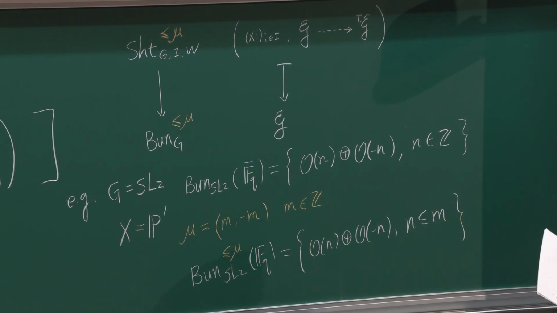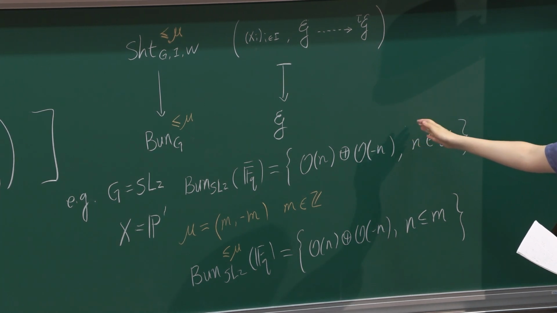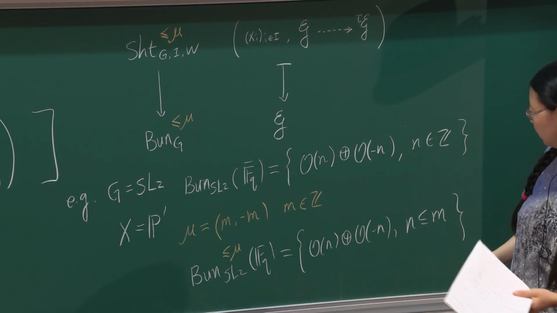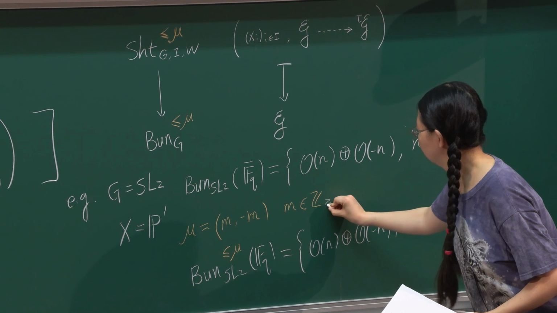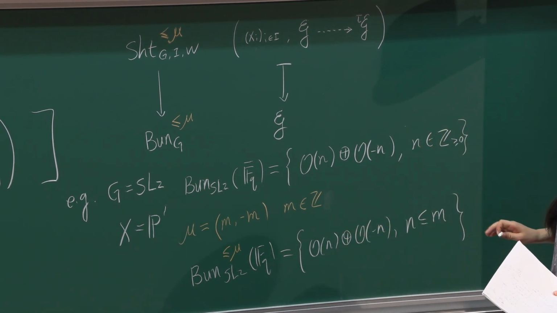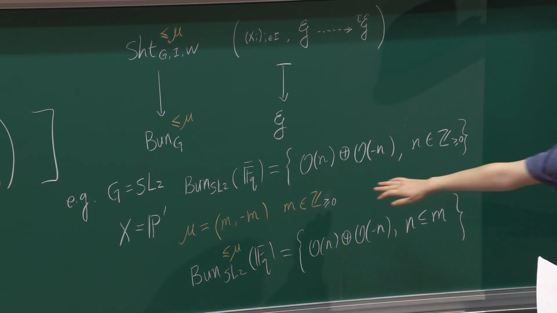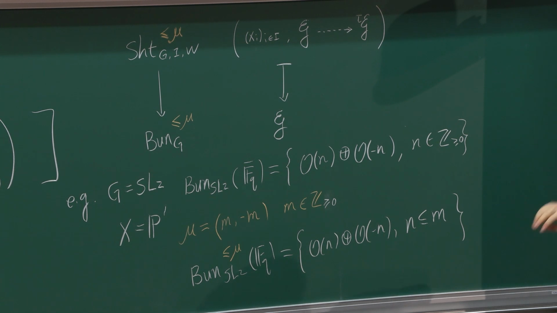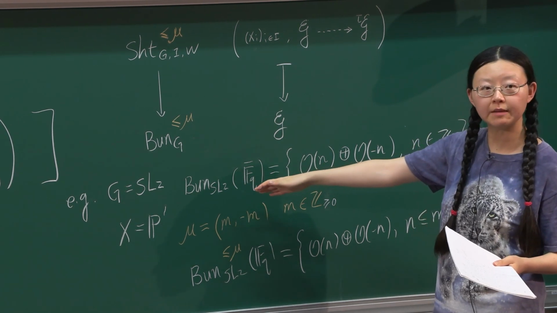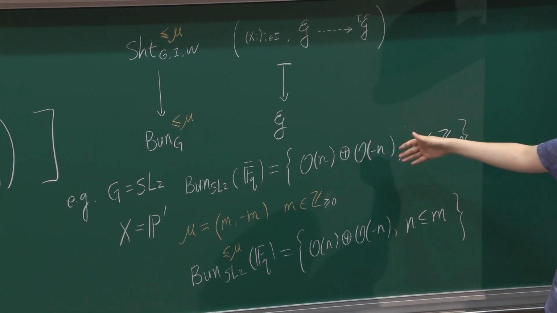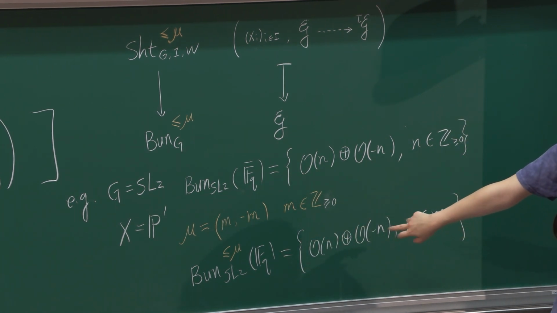And from this example, you see also that there are infinitely many vector bundles, because we consider dominant coweights. And this is locally of finite type, but not of finite type, because there are infinitely many vector bundles that can occur inside. And this bounded one has finite type, and there are only finitely many vector bundles.